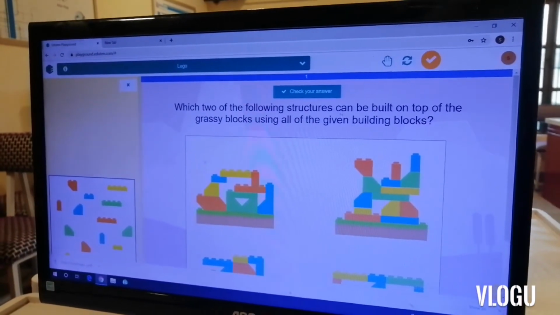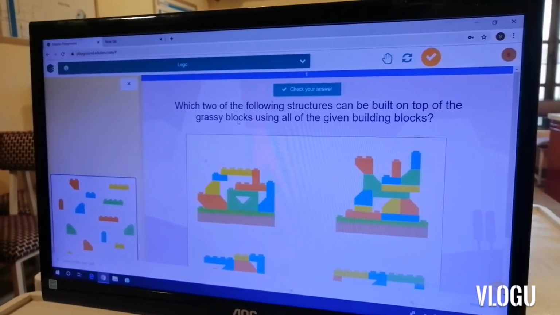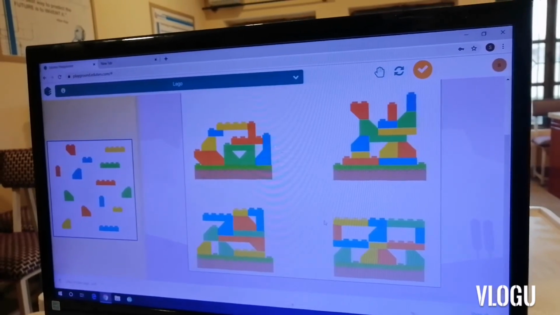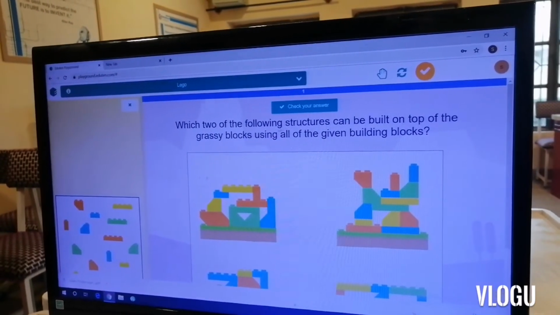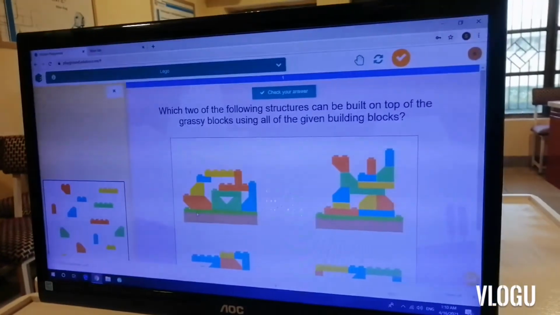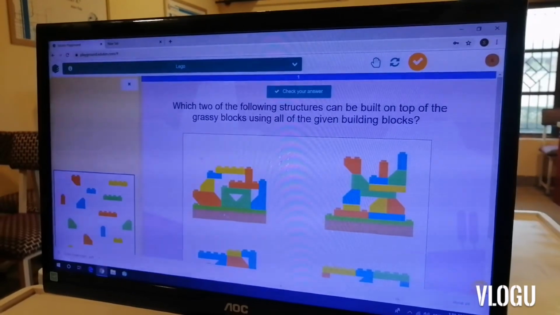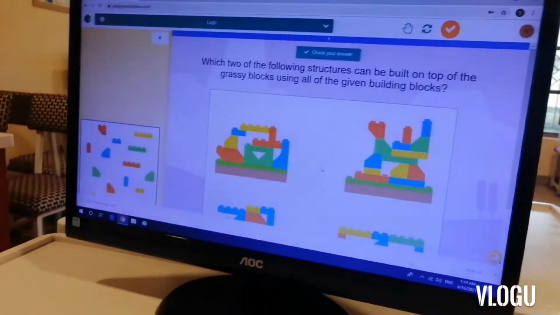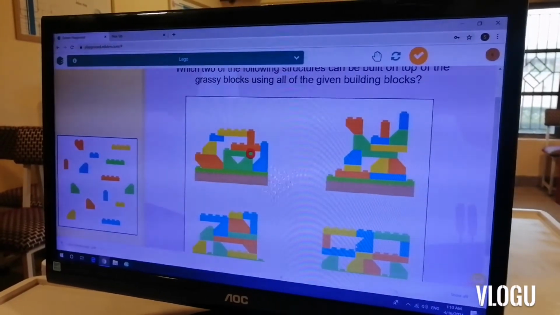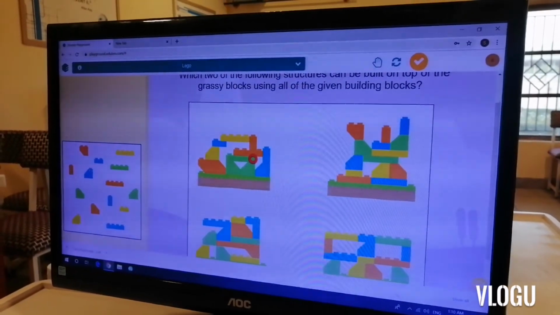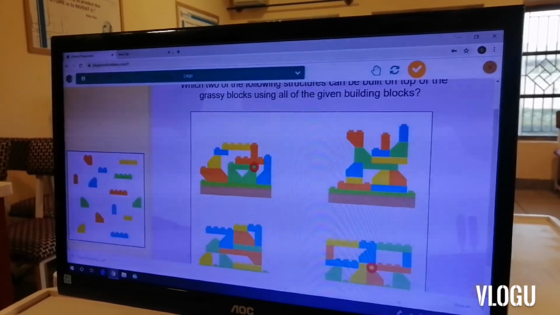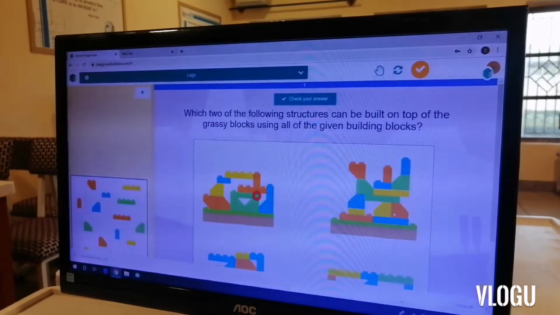Which two of the following structures can be built on the top of the grassy blocks? Here I see 4 structures. This is the sand area and this one is the grass area. So which two? Let me check this one. I am going to pick this one, using all of the given building blocks. Here you see the building blocks we used in this Lego. And I click on the check your answer.